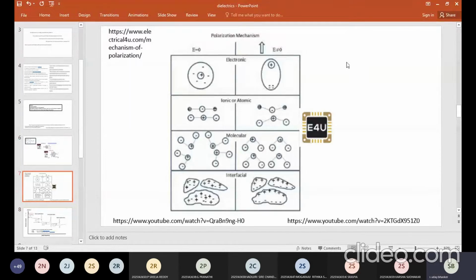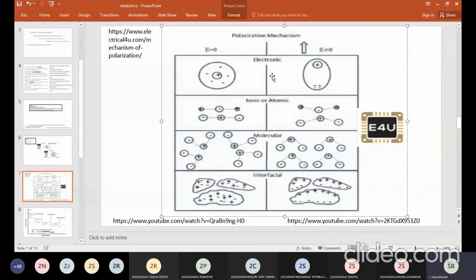Different ways of polarization. This is what I just explained. If it is an atom, polarization is taking place because of the motion of the electrons. That means electrons are moving away. This is the direction of the applied electric field. Please understand that this is the direction of the applied field, the arrow mark over here. All these diagrams on the left are when there is no electric field, and all the right side diagrams are when there is some applied electric field.